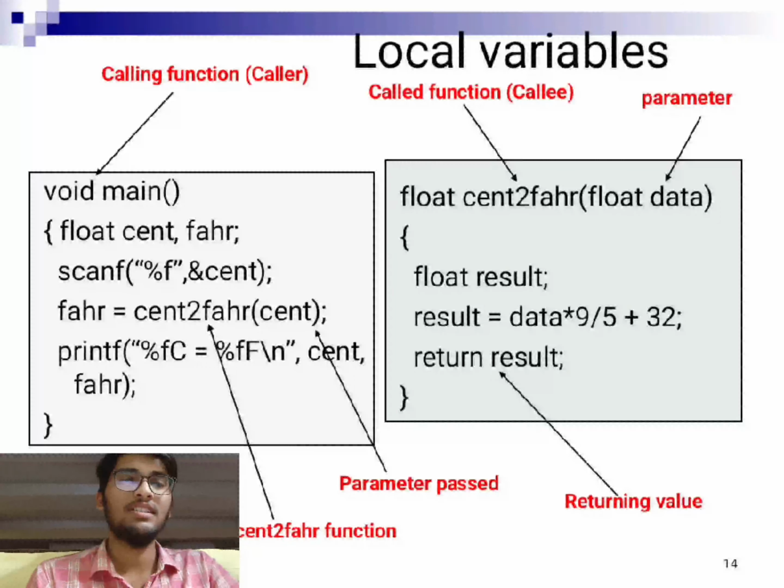Float result equal to data into 9 by 5 plus 32, return result. Here data is passed and the result is returned. On the left side, parameters are passed, and on the right side, in this called function, the result is returned. In the calling function, parameters are passed.